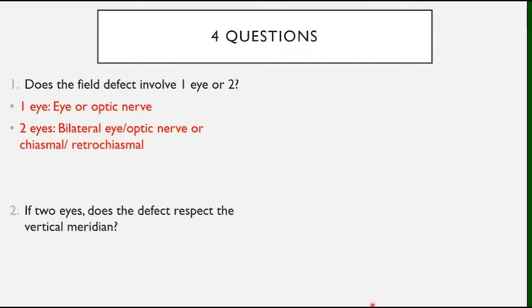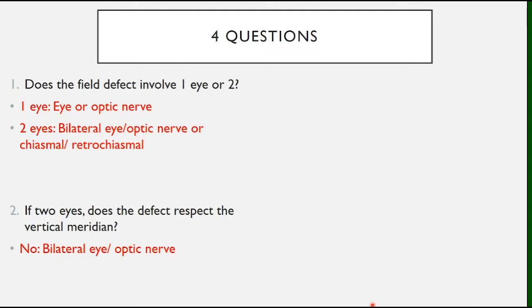Then the next question, if it's 2 eyes: does the defect respect the vertical meridian? In the case you can see, that one is respecting the vertical meridian, but if it's a horizontal lesion, then it's not going to be anything retrochiasmatal. What does it infer if it's horizontal? It infers that it's in front. So it's an optic neuropathy.